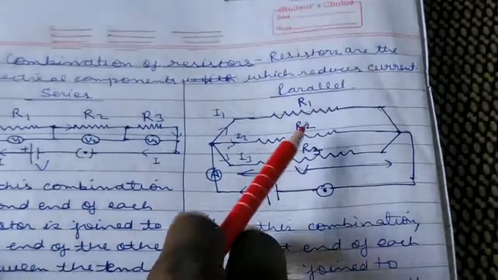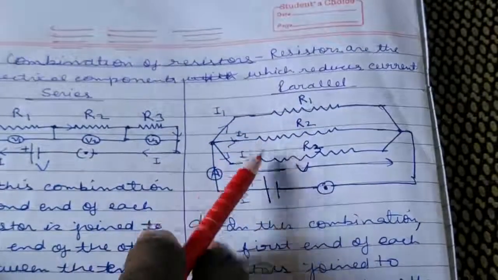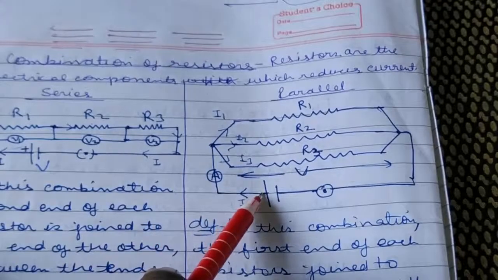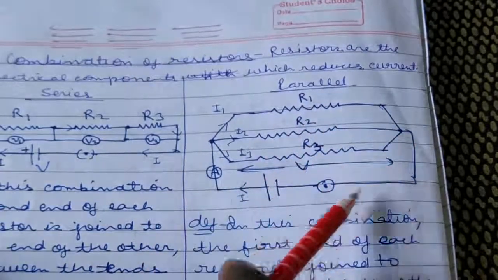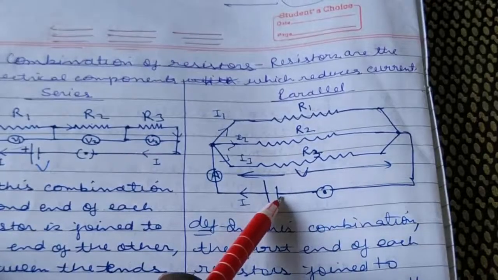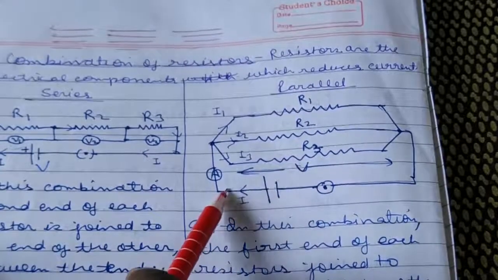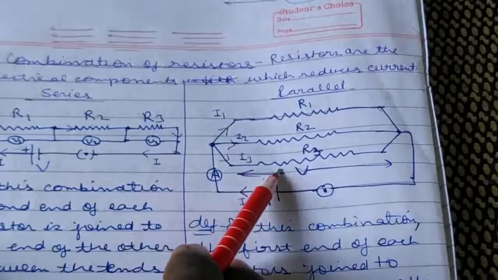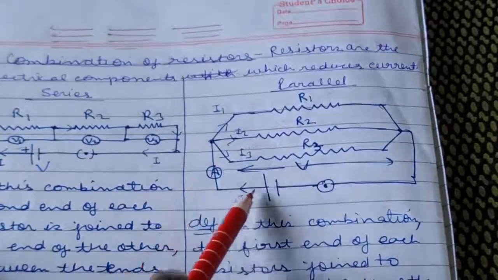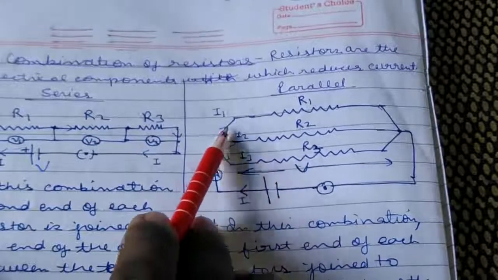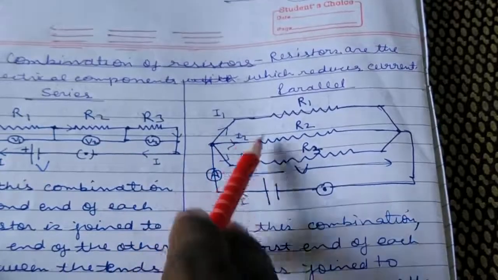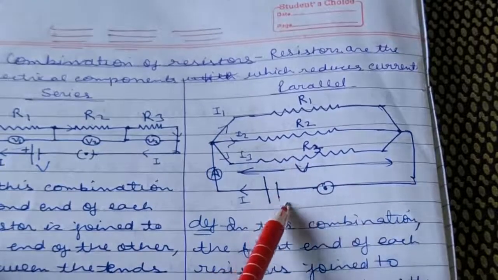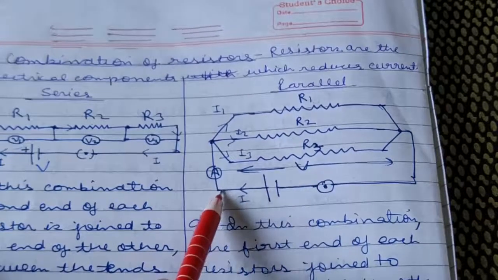In parallel combination, what happens? The first end of each resistance is joined together to the positive terminal of the cell and the second end to the negative terminal of the cell. When this cell provides the current, it reaches a junction and is distributed into the individual resistances. So our total current is I, which is divided into I1, I2, I3. When they meet at this point, again the total current comes out and enters the negative terminal of the cell.